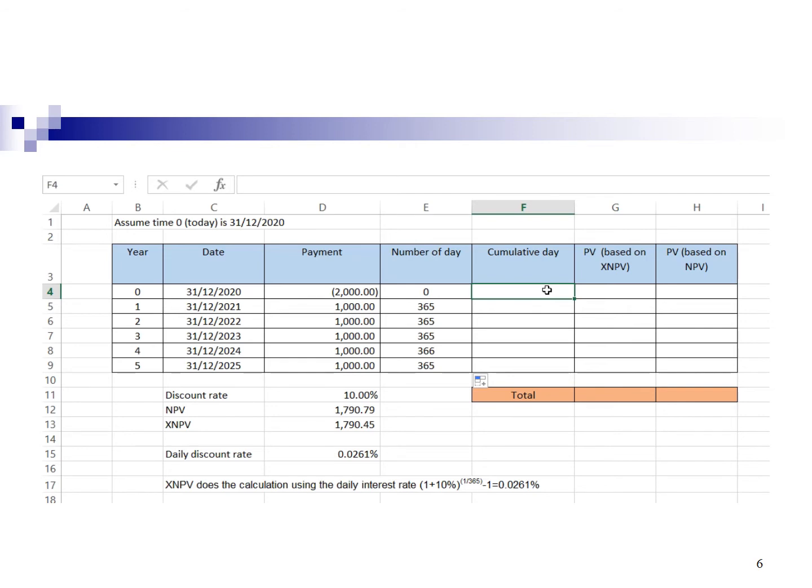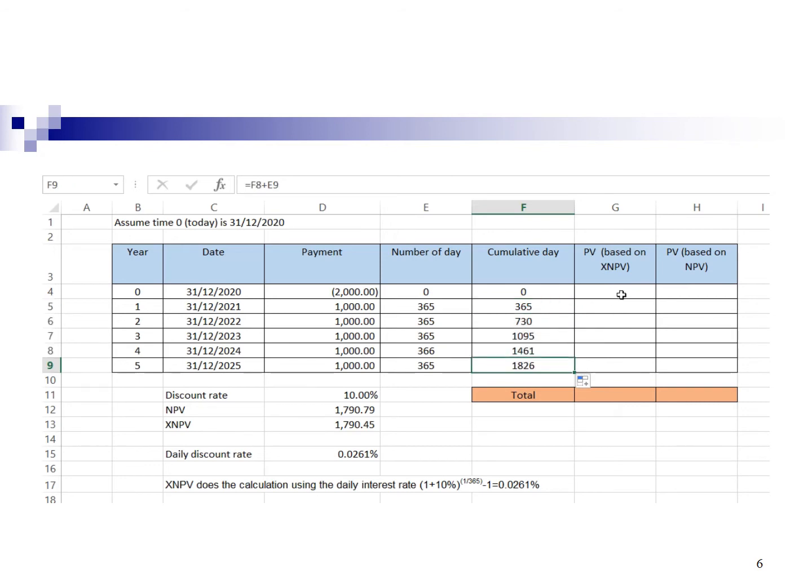Cumulative day is the number of days since the beginning of the period. The first value is 0. The next value is equal 0 plus this figure. Enter. Alright, then I'm going to drag down for the rest of the days.